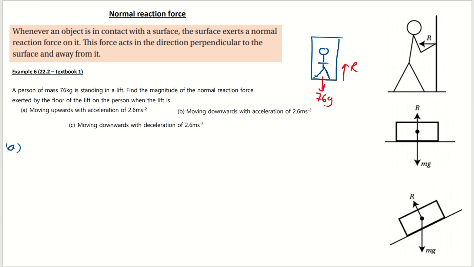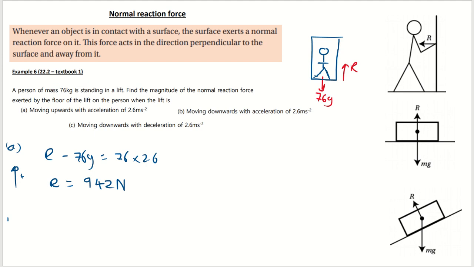So in part A, it says that the lift is moving upwards. So we're going to take upwards as positive. So my forces are going to be R, take away 76g, forces up, equal to mass 76 times by acceleration of positive 2.6. And I'll rearrange that once I track down a calculator. So it'll be 76 times 9.8 plus 76 times 2.6. I think that's 942 newtons to 3 sig fig.